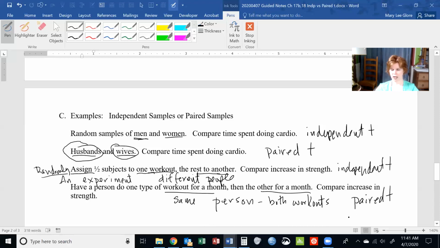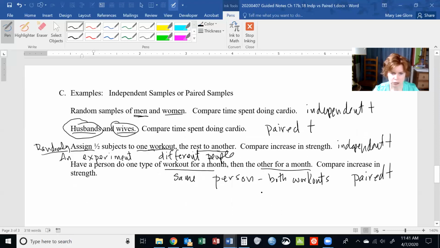either a paired T test or a paired T interval, depending on whether I want to estimate the difference in the increase in strength, or if I want to just test if the workouts are significantly different from one another. Okay. So that is 2 sample t-tests, either independent T or paired T, comparing the means between 2 groups.